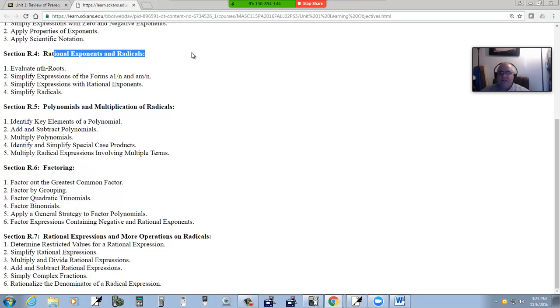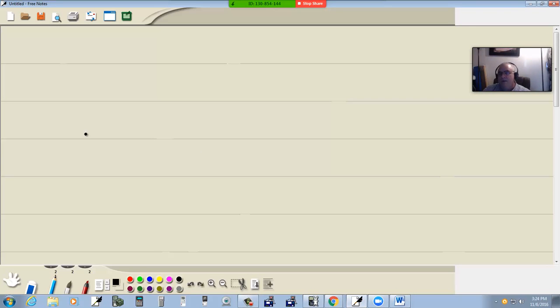Well, let's come down to section R.4, rational exponents and radicals. We already did a little bit with radicals, but let's talk about the nth roots. I'll show a couple examples to demonstrate it. Let's say the 4th root of 96. My index, the number in the slot, is a 4. So if I put 4 in for the n, I'm going to have the 4th root. So that's what it's referring to when it says the nth root.